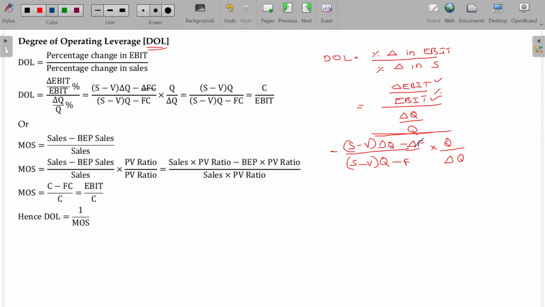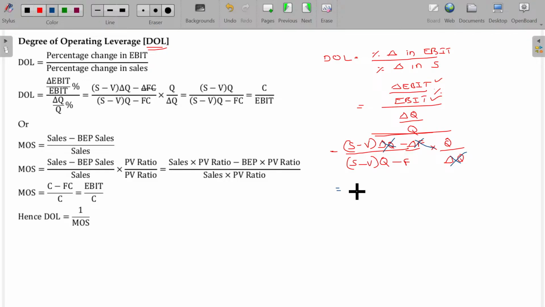The change in fixed cost is 0, right? Once you spend 1000 rupees by working additionally, you don't spend any money extra for the fixed cost. That remains constant. So the incremental fixed cost is 0. Then you got this value. Here, change in quantity and change in quantity got eliminated.